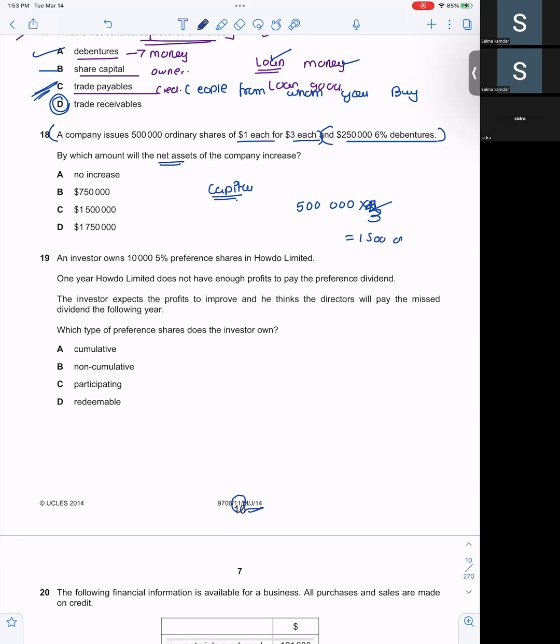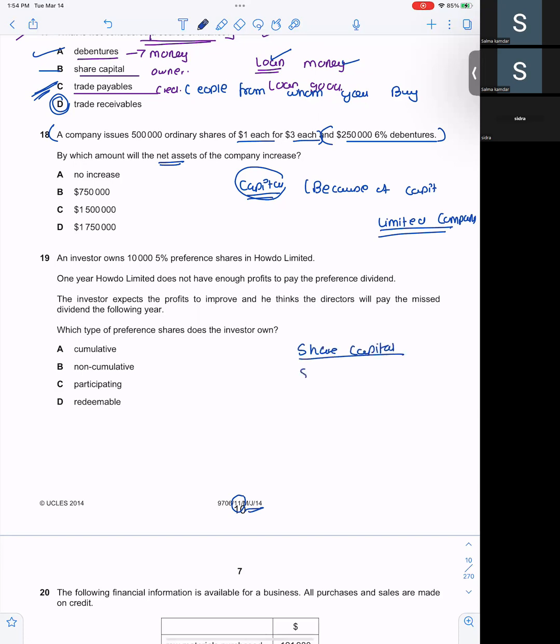1 upon 3 into 500,000? No. When you're talking about net assets, you're basically talking about the capital, the money you receive because of capital. So when you're talking about net assets, it's basically the capital of the company. Now listen to me. In a limited company, what is capital? The share capital. So share capital will be shareholders' funds.